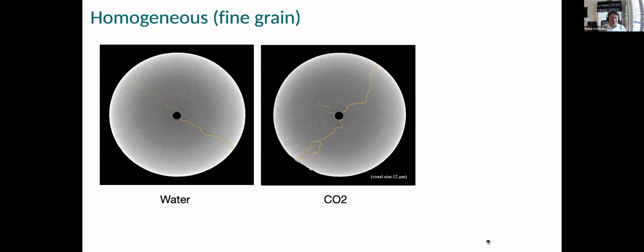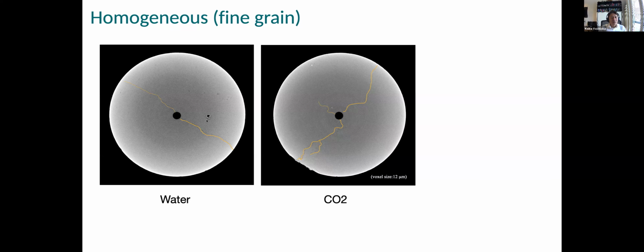As for the experimental setup, the details are in the paper that I mentioned already. This is the result from the fine grain marble, or homogeneous sample. When we use water or CO2, we saw similar fracture generation. In both cases, the fractures look pretty much conventional, bi-wing planar fractures.